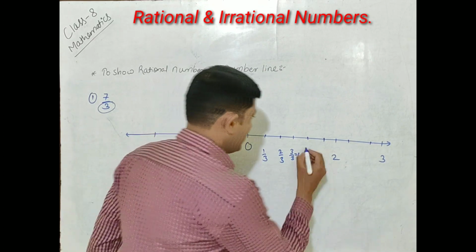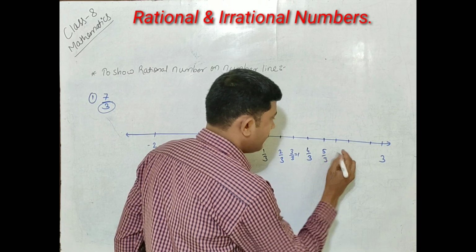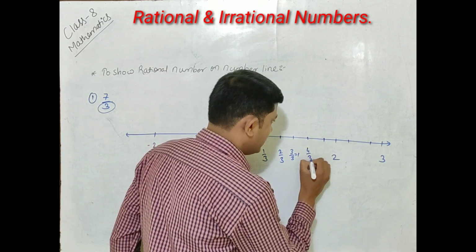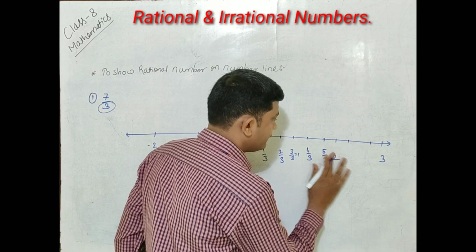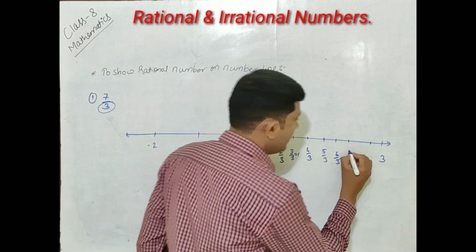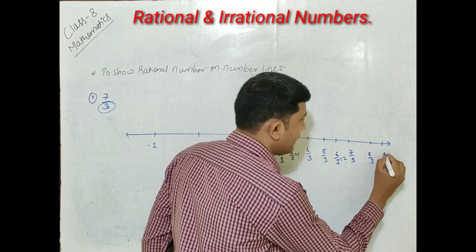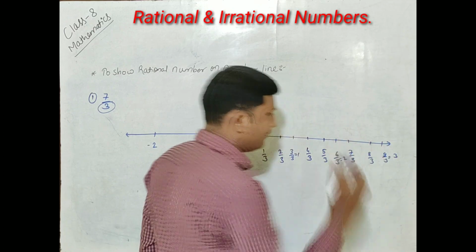1 upon 3, 2 upon 3, and 3 upon 3, which is equal to what? 1. 4 upon 3, 5 upon 3, 6 upon 3, which is equal to 2, 7 upon 3, 8 upon 3, and 9 upon 3 means what? Which is equal to 3.